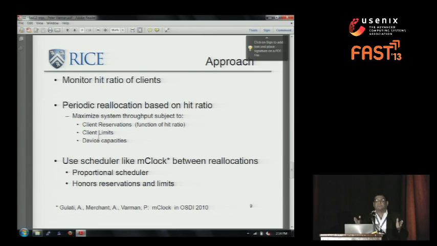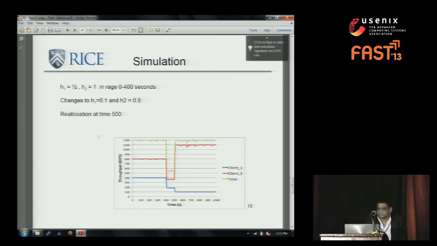Between allocation intervals, we have no guarantee of what's going to happen. If the miss ratio falls, we have a scheduler which takes care of this issue, a scheduler like the mClock presented earlier on, to make sure that we get allocations proportional to the weight but never allow anybody to fall below their allocation. Essentially, the trade-off is that during the period of reallocation, the utilization may go down depending upon what the hit ratios are, but never below the reservations.